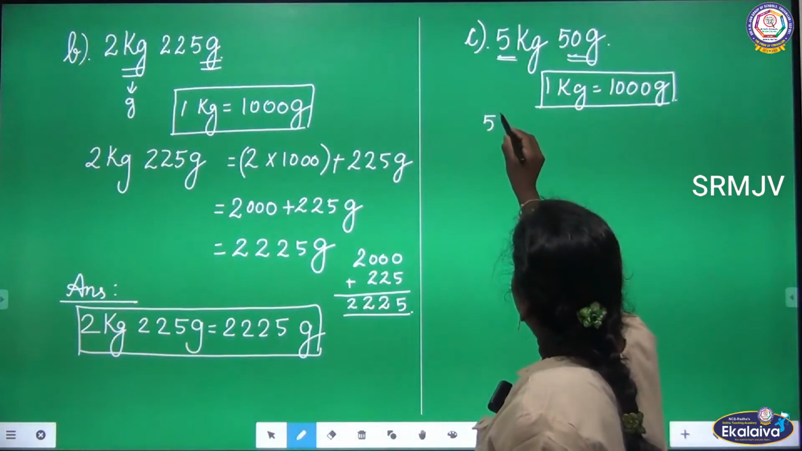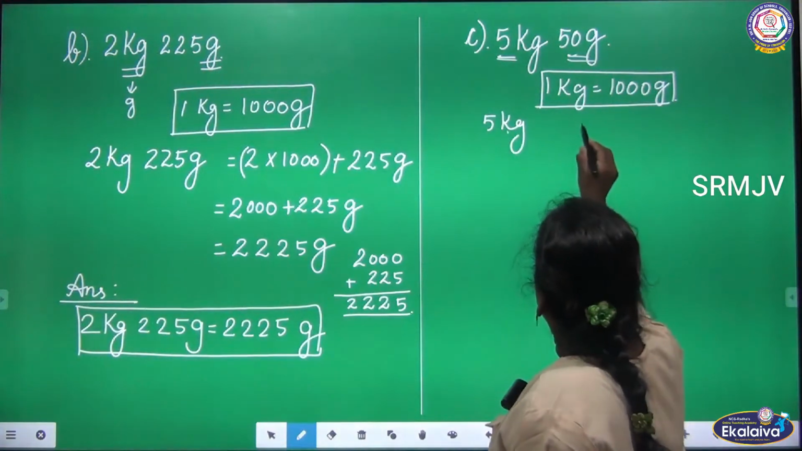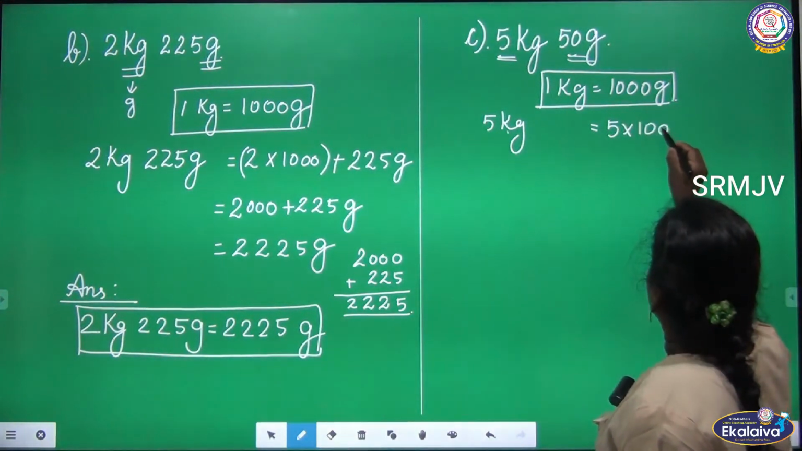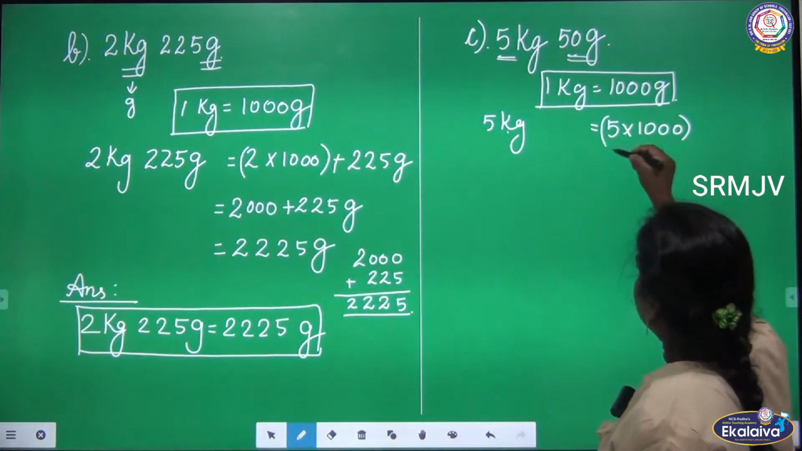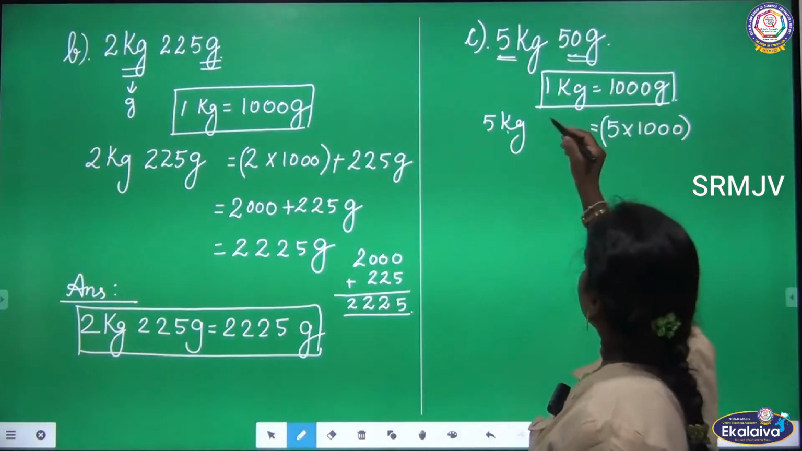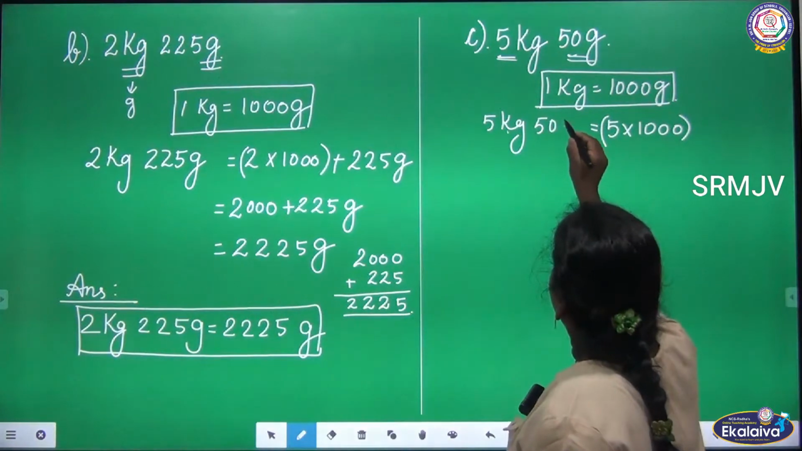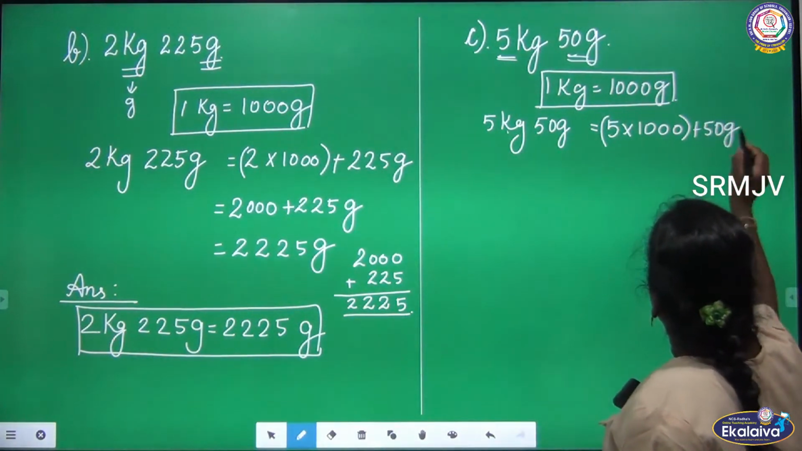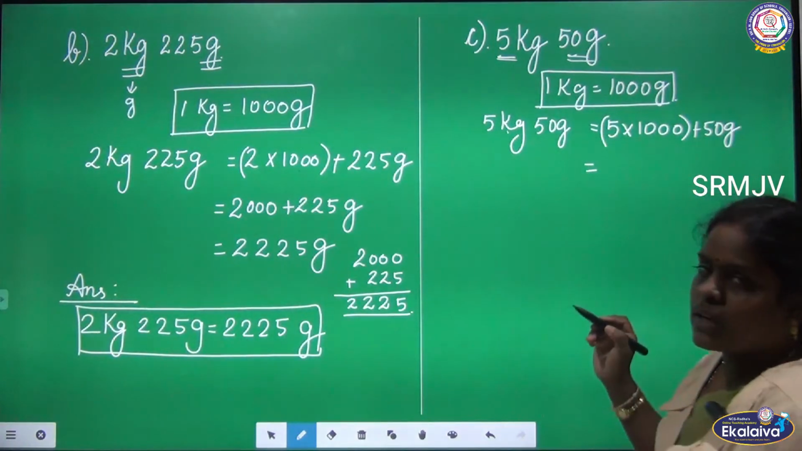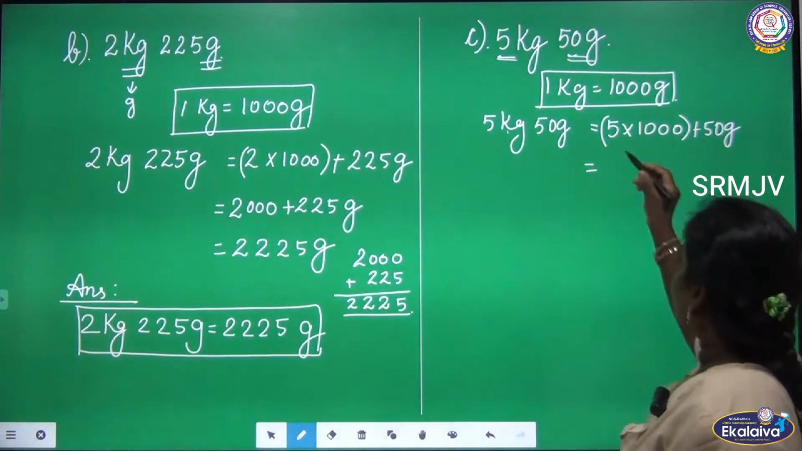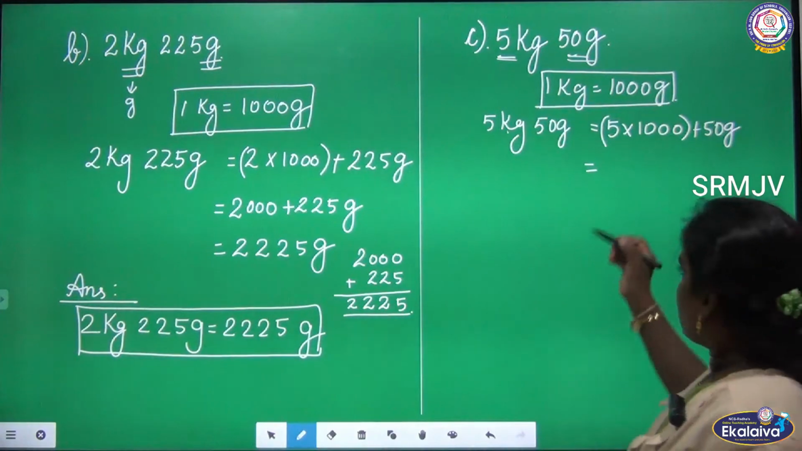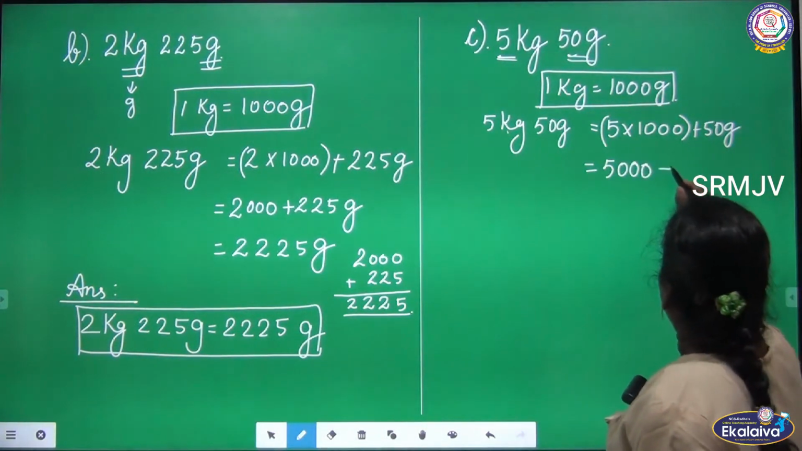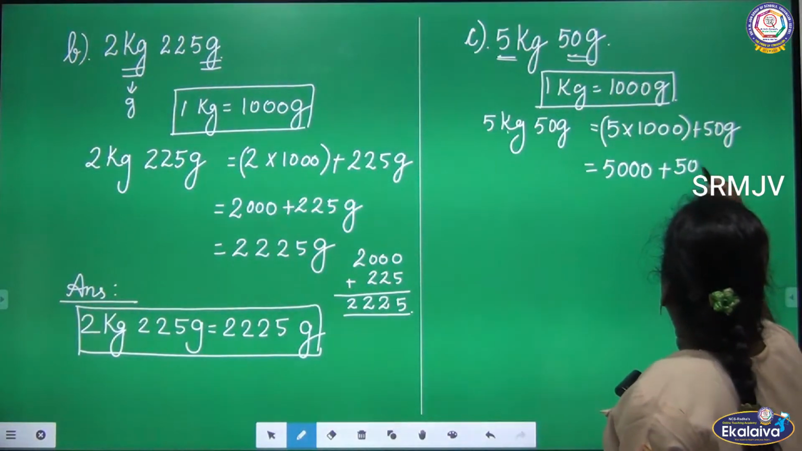Here we have 5 kilogram. Multiply the number by 1000. 5 into 1000 plus 50 kilogram. Sorry, 50 gram. So 5 into 1000. Multiply the numbers. 5 into 1000. Yes, the product is 5000 plus 50 gram.